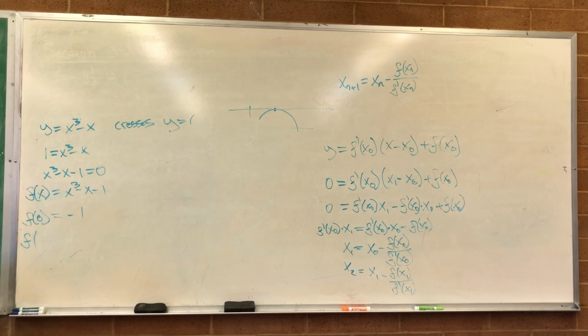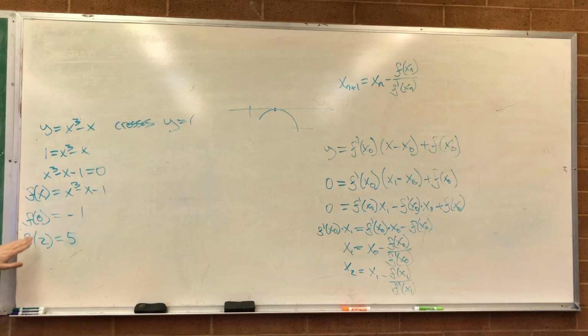And f of 1 will still be, what do I get when I plug in 1? Still negative 1. So f of 2, 5. Yeah.